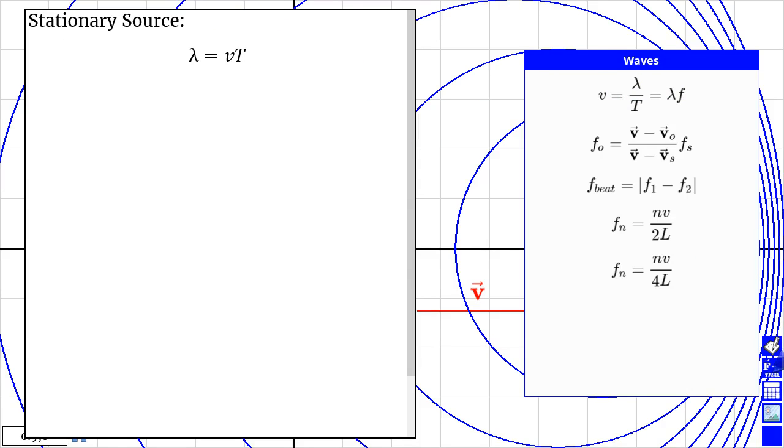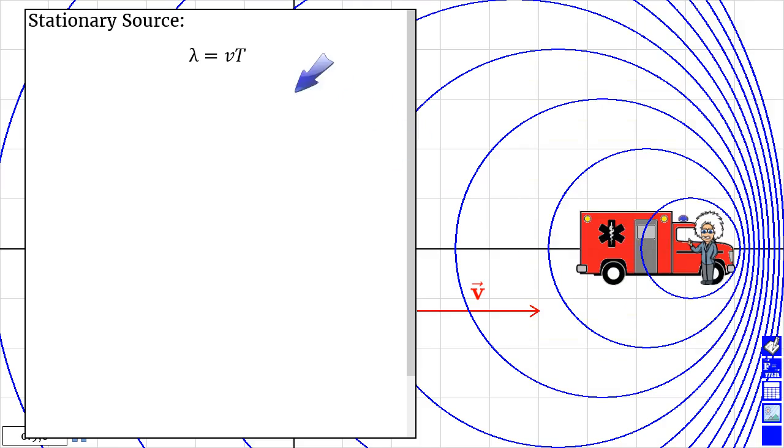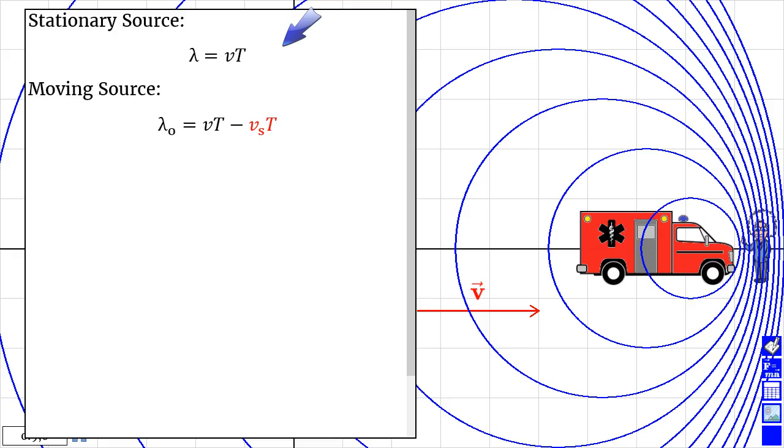Now this equation does not account for the motion of the source. As our animation shows, if the source of the waves is in motion, the observer in front of the source will see that the wavelength is reduced based on how fast the source is moving. Now here's the equation that's been modified to account for the motion of the source. So lambda, that was the original wavelength when the source is not in motion. Lambda with a subscript O, that's the observed wavelength. That's what our observer sees or hears when he is standing in front of the source.